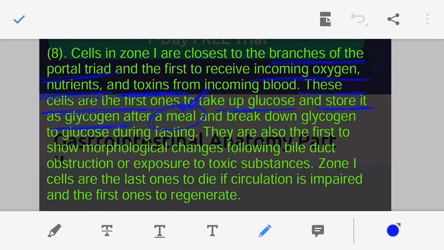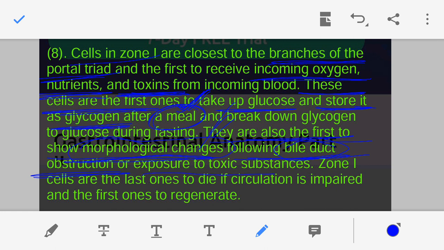Now, these zone 1 cells are also the first to show morphological changes following bile duct obstruction. Let's say there is a leakage from the bile duct and bile leaks. So the hepatocytes will come into contact with the bile, and there will be some morphological changes in these zone 1 cells.